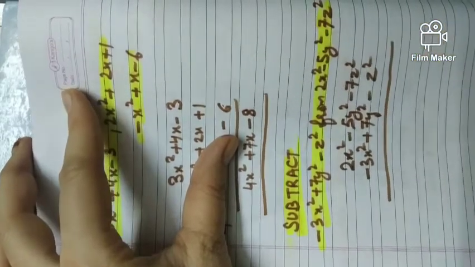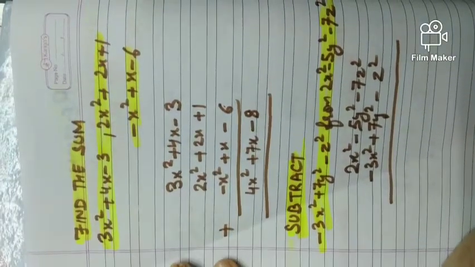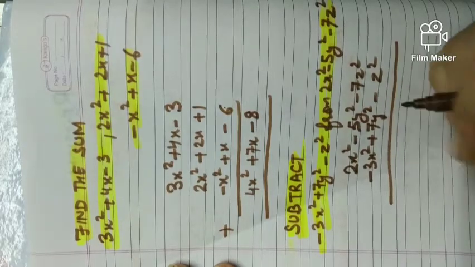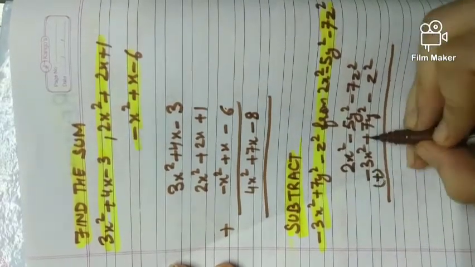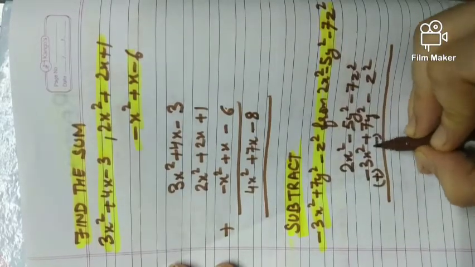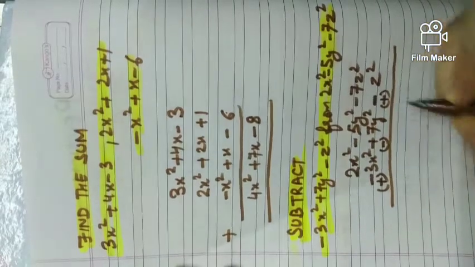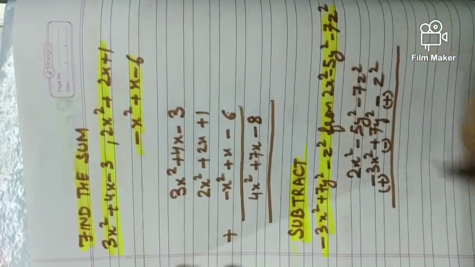Beta, what is there in subtraction? Whenever we are going to subtract the terms, change the sign of the terms to be subtracted and then add. Means this minus sign will become plus. Put it in bracket. This plus 7y square will become minus 7y square. This minus z square will become plus z square.